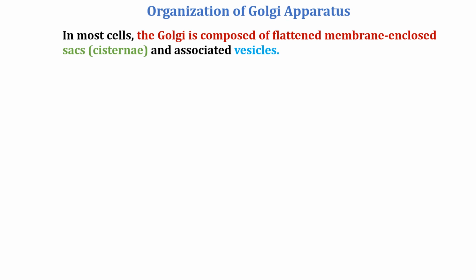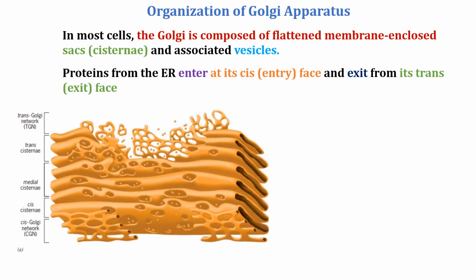In most cells, the Golgi is composed of flattened, membrane-enclosed sacs, or cisternae, associated with vesicles. The cisternae diameter is typically 0.5 to 1 micrometer, and a typical Golgi stack contains fewer than 8 cisternae. That means they form stacks of 3 to 8 cisternae. Individual cells may contain from a few to several thousand distinct stacks, depending on the cell type.